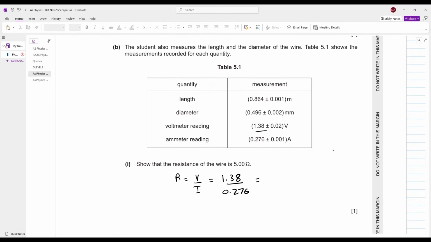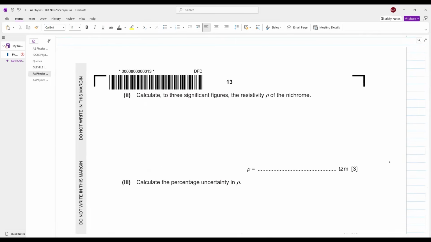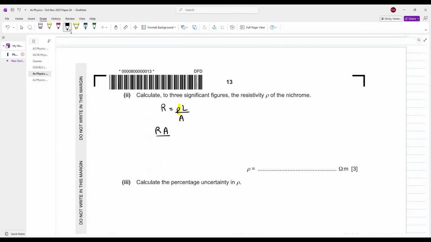Can you calculate the resistance? 1.38 divided by 0.276. Yeah, this comes out to be 5 ohms. Exactly 5 ohms. Wow, very good. Let's further move ahead. Calculate to three significant figures the resistivity of nichrome. कैसे निकालेंगे? Resistance is equal to resistivity into length divided by area. Can you make resistivity the subject? Resistivity को आप subject बना सकते हो. Resistance into area divided by length is equal to your resistivity.